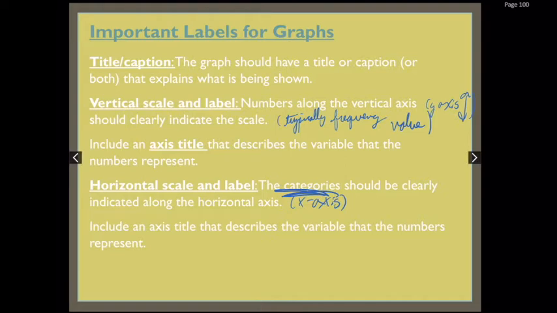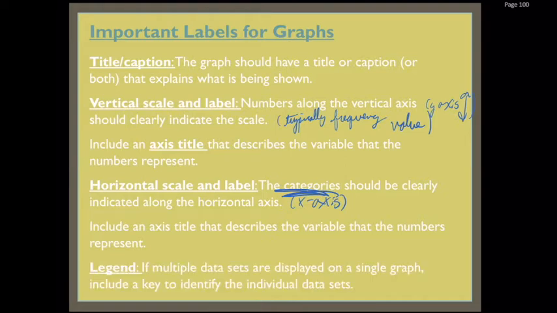Last but not least, if you're putting multiple data sets on a graph, and that's something you're typically going to see in newspapers, especially with the COVID-19 data that's being shared, right? You need a legend. And the legend tells you how to tell the different data sets apart. Typically, they're different colors, but I need a key because I don't know which color represents what population.